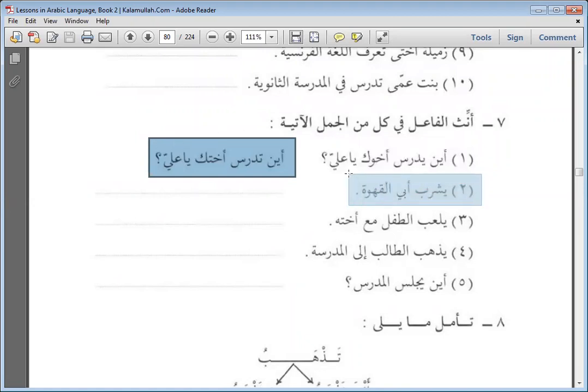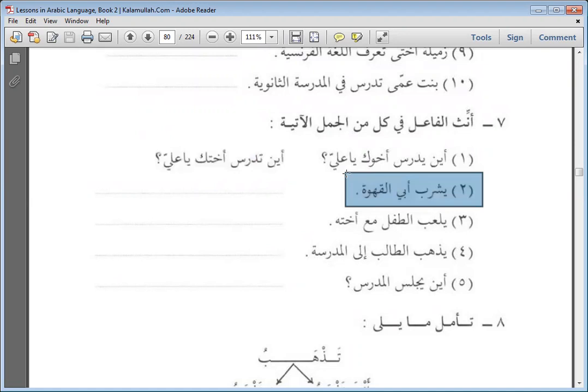Right, so we have it. رقم 2: يشرب أبي القهوة. So here we have a verbal sentence: it starts with a verb, followed by the doer of the verb, and then followed by the maf'ul bihi, or the object of the sentence. Remember, the maf'ul bihi is always in the accusative case, which would generally take a fatha on the last letter.